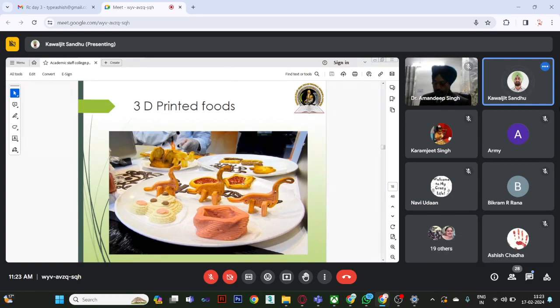You know, you can print any animal. You can print even your face or different kinds of images, because it is software controlled, and you just need to control the texture of the slurry, and it will automatically print. So this food will be the revolution in years to come.